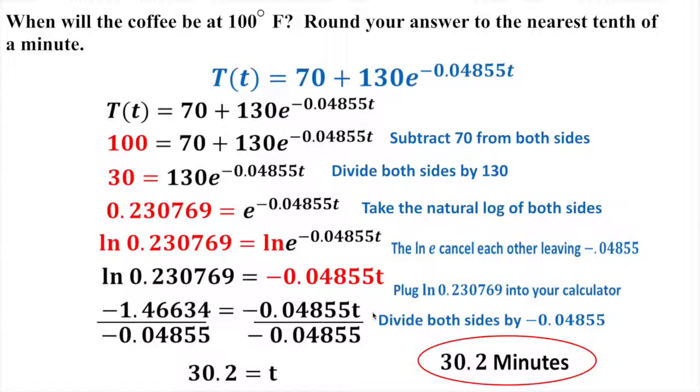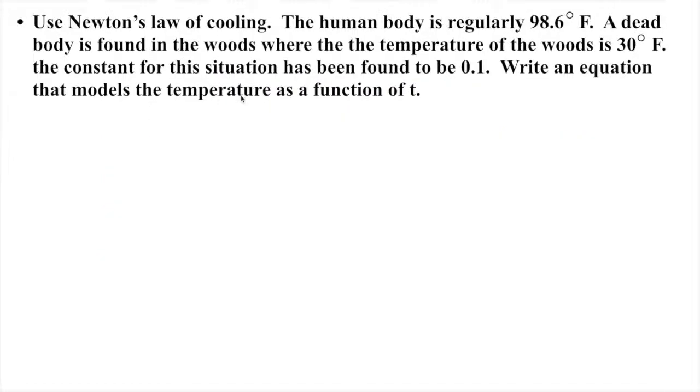So, okay, that's a lot of work, but this will help us. Then we can calculate what the temperature of the coffee is going to be at any time, and we don't have any restrictions there. Okay, the human body. It's normally 98.6. And this is how they use it whenever they're trying to do like a crime scene.